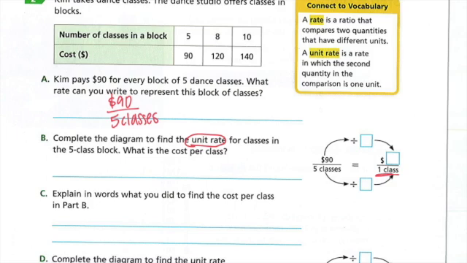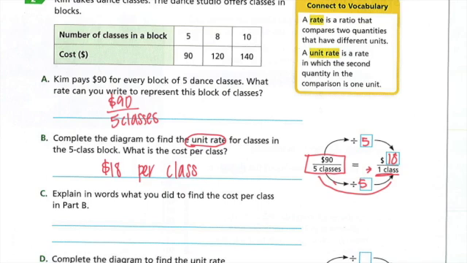So here they've written the ratio, the rate that we came up with, and then they set up the unit rate by putting the 1 there. They're hinting that we're going to divide. So 5 divided by what gives you 1? 5. And just like with fractions, whatever we do to the bottom, we have to do to the top. So 90 divided by 5 is 18. So it's $18 per class if you do the 5 class block.